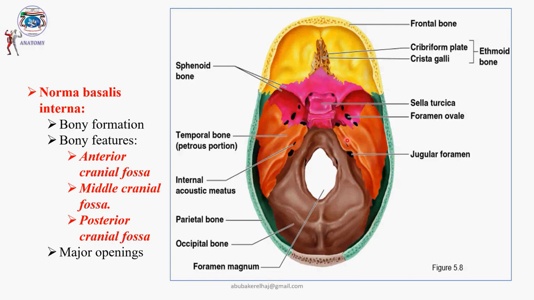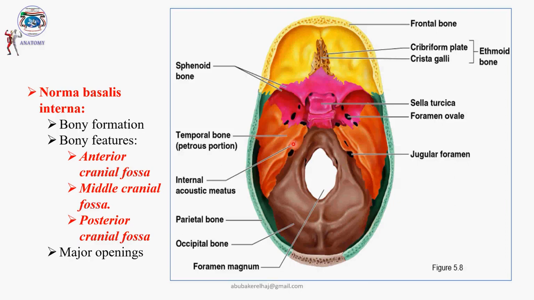Then here in the most posterior aspect we have this area which is called the posterior cranial fossa. The major part of the posterior cranial fossa is formed by the occipital bone, or the squamous part of the occipital bone, and here we have the part of the temporal bone. The part of the temporal bone consists of these foramina.